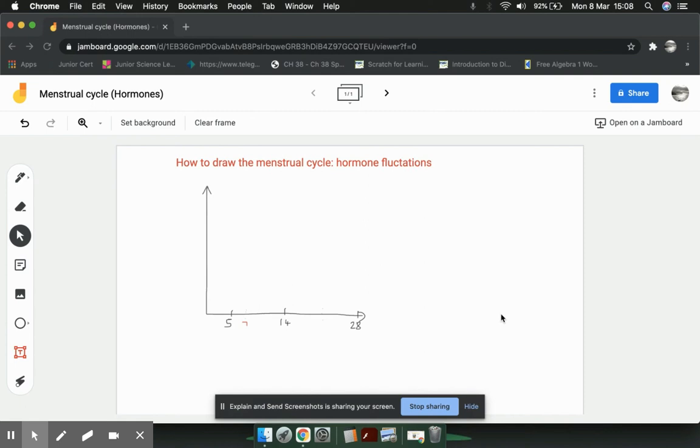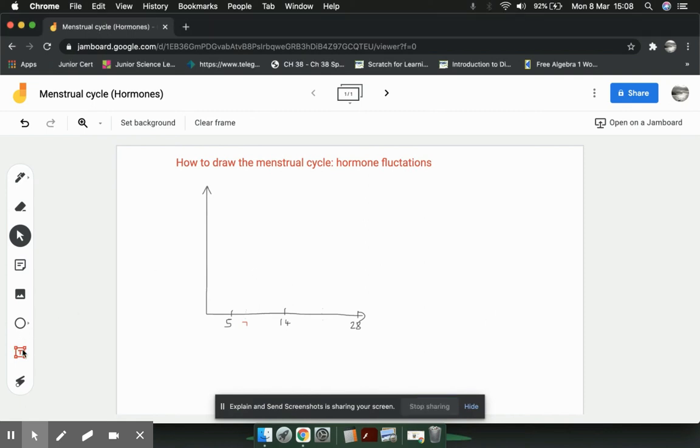The menstrual cycle, guys, is really an average. For some women, it'll vary, but 28 days is something that we can use as a ballpark figure for most women. Okay. So you can see here now I've labeled the x-axis.